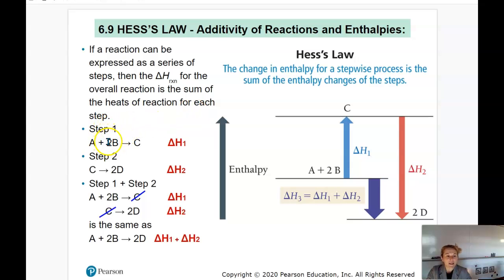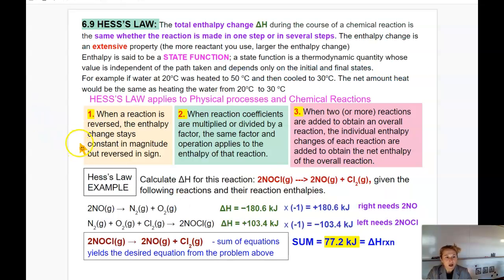And so here we see that we're defining step 1 with its own heat of reaction 1 right here. We have step 2 with its own heat of reaction right here. And we're saying the overall heat of reaction, which they're defining as 3 here, is these two things combined. And so we can bring them all together. And that's what Hess's law is about.